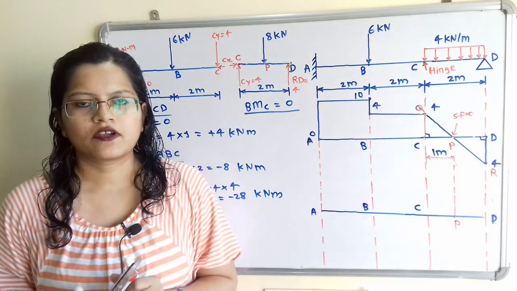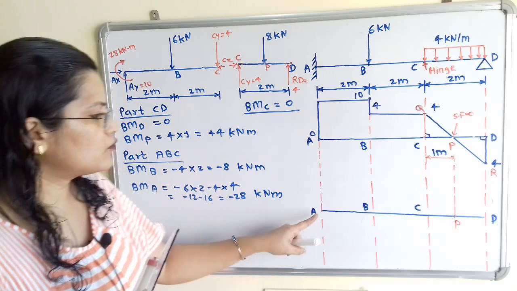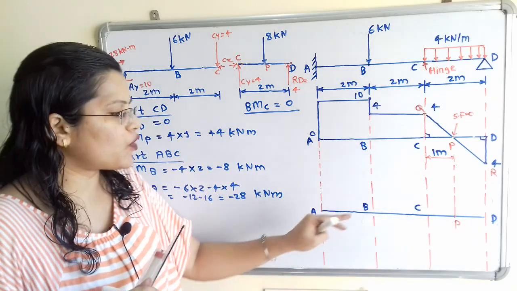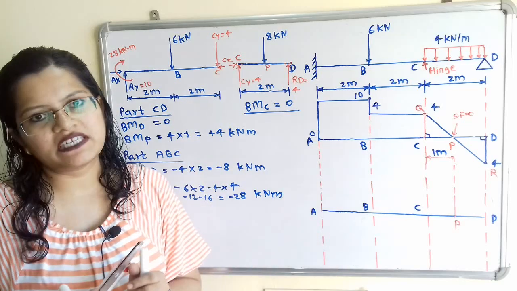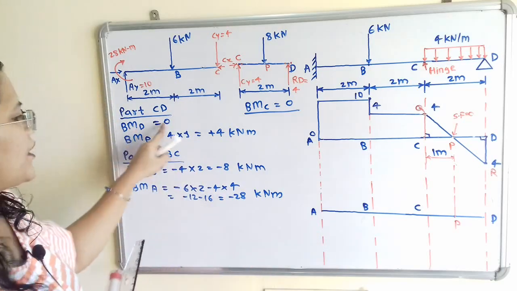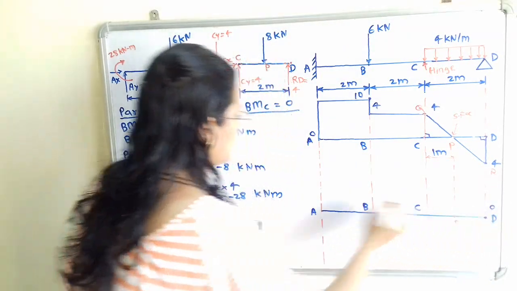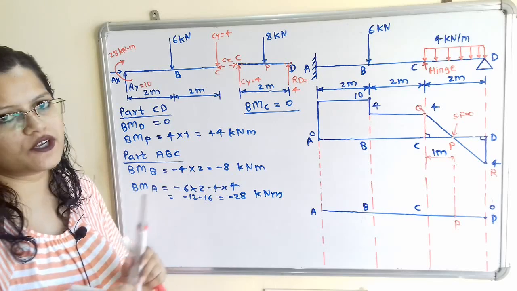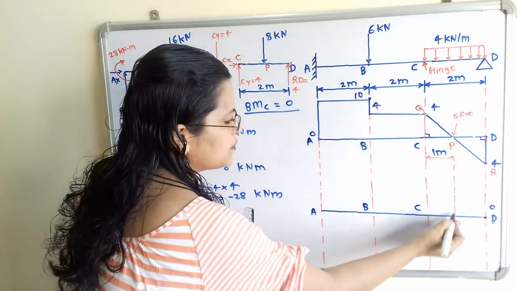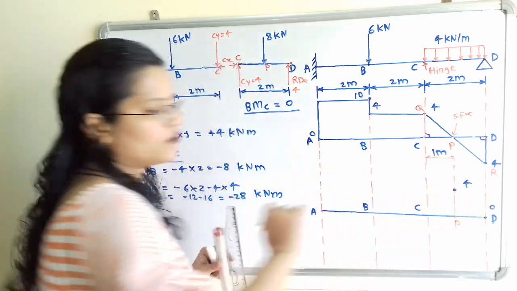We will draw bending moment diagram. For that we have to draw one baseline. We will plot positive numbers in upward direction and negative numbers in downward direction. At point D, bending moment is 0. So we will plot here the point 0. At point P, bending moment is plus 4 kilonewton meter. So here is the point P. So because of the positive number, we will plot the point 4.